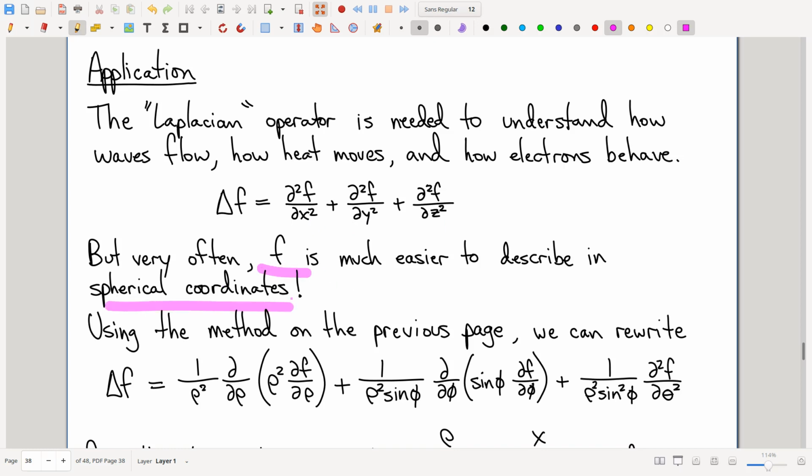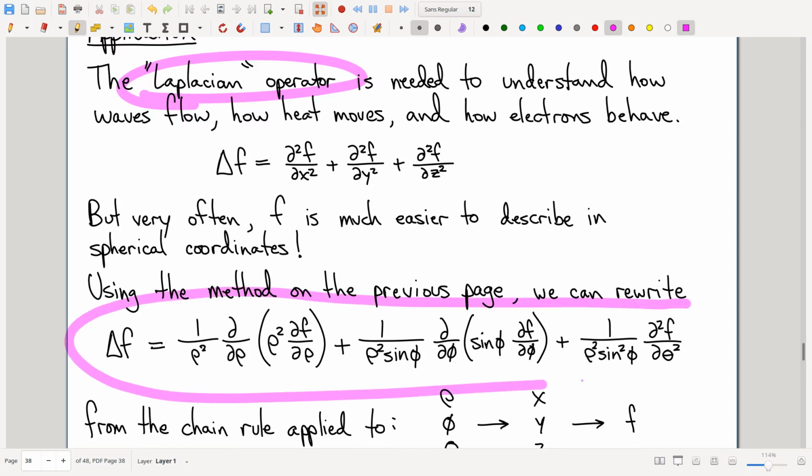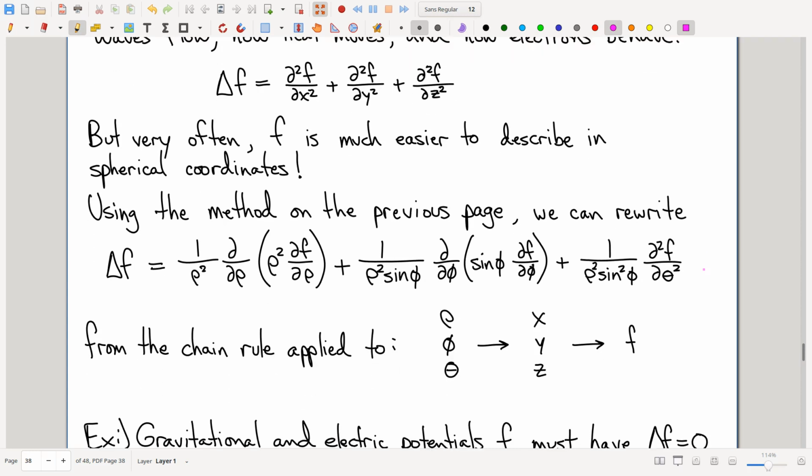But sometimes your function might be in spherical coordinates. And as it turns out, if you want to do the same thing, you still want to talk about the Laplacian, but you want to do it in spherical coordinates, it's this much uglier looking nightmare seeming thing, if you want to get the same answer. So where on earth does this come from? Well, this is where we're going to make use of the stuff on the previous page.